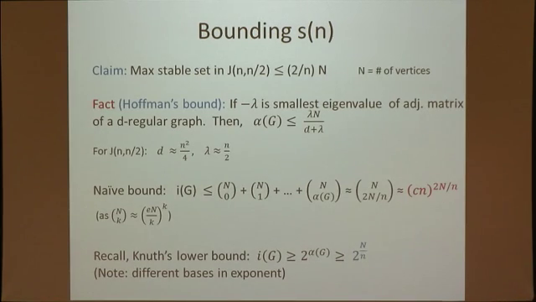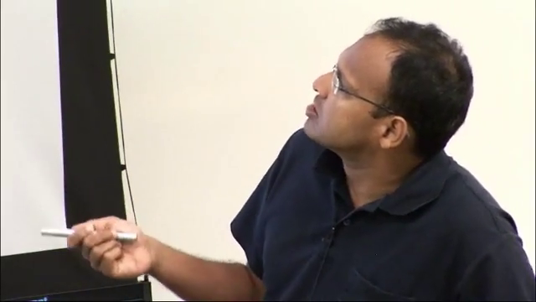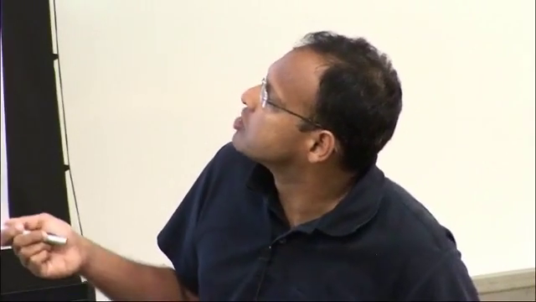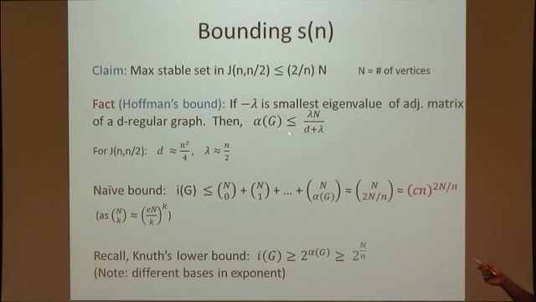This follows from what's known as Hoffman's bound, which probably many of you know. It says the following. If you look at the adjacency matrix of a graph, and minus lambda is the smallest eigenvalue, and the smallest eigenvalue will always be negative because eigenvalues sum up to 0, then lambda N over (degree plus lambda) is an upper bound on the size of any independent set. We'll see a proof of this in a couple of lines, and probably many of you have seen this before.